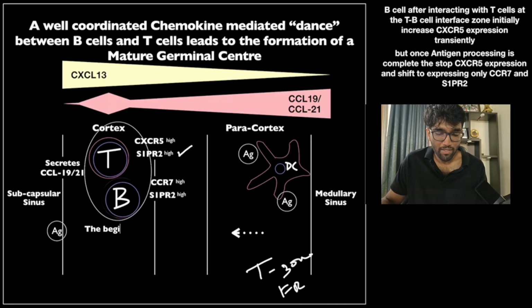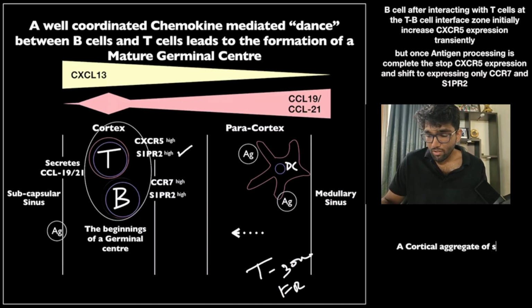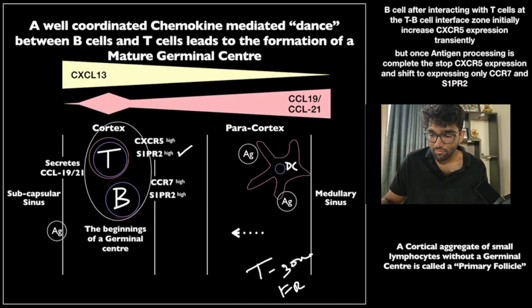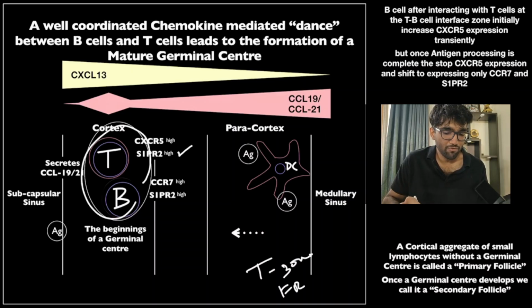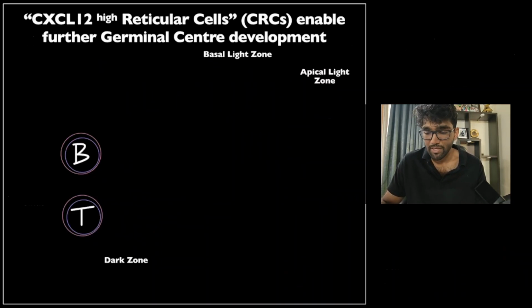So this ends up forming the beginnings of a germinal center, or the primordial germinal center. Now a cortical aggregate of small lymphocytes without a germinal center within it is called a primary follicle. Once a germinal center develops, we call it a secondary follicle. So initially this is the primary follicle, and once it starts developing further subdivisions, that is the dark zone and the light zone, it becomes a secondary follicle.